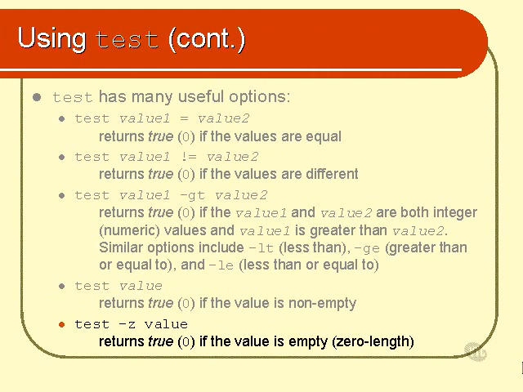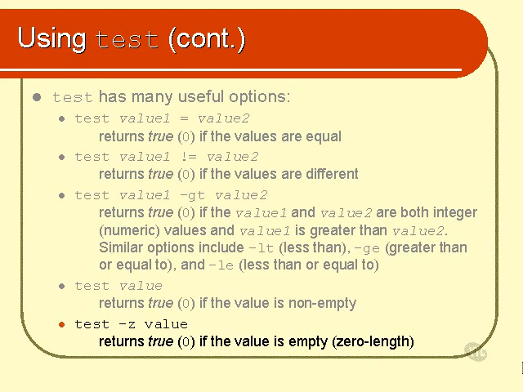Now, there is an opposite test for that as well, test minus Z. Z stands for zero, and this will return true if the value is empty. It is of zero length. So those are a bunch of options for testing the values of variables and comparing one variable to another.